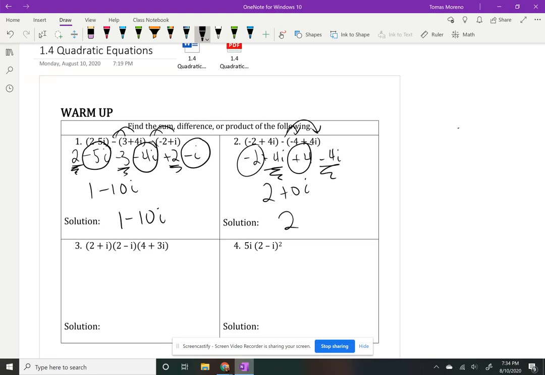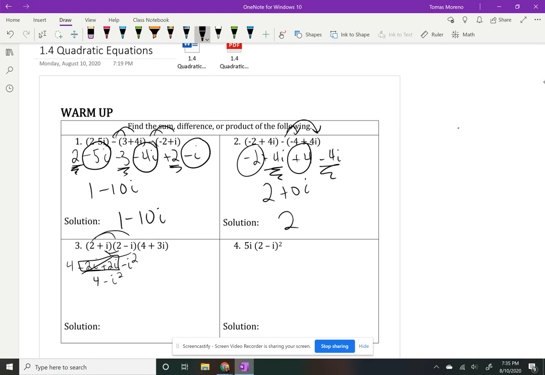So now down here, we have products. So right here, this is not adding and subtracting, it's an actual product. So what I'm going to do is multiply these two first. So I get 2 times 2 is 4. 2 times negative i is negative 2i. i times 2 is 2i. i times negative i, because it's negative i squared. So right here, this becomes a 0 pair, right? Negative 2i plus 2i, so it's just 0.